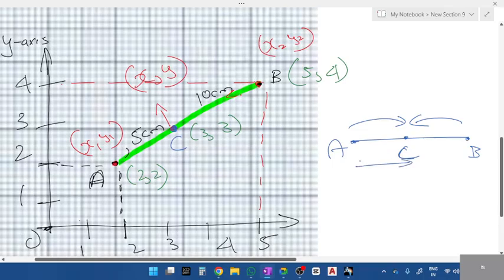What will be the distance? If C is in the center, the distance will be equal, right? If A to C is 5 centimeter, C to B should also be 5 centimeter. If you reduce them, what will be the ratio? M to N will be 1 is to 1.